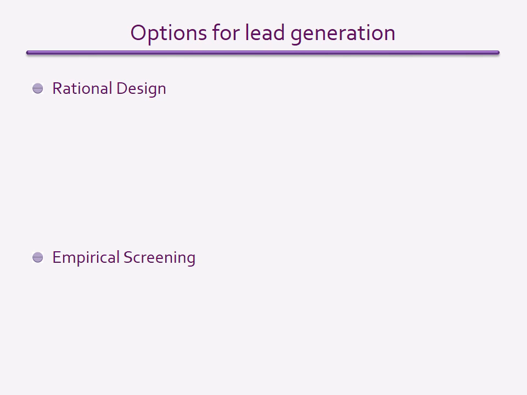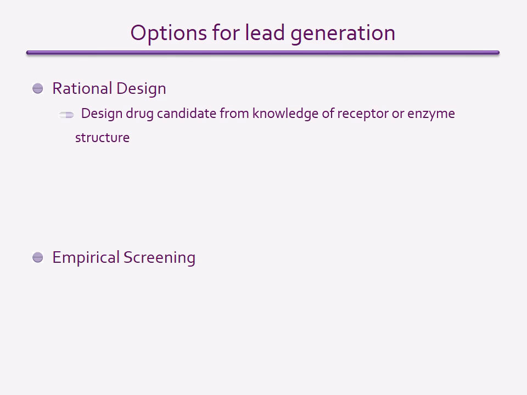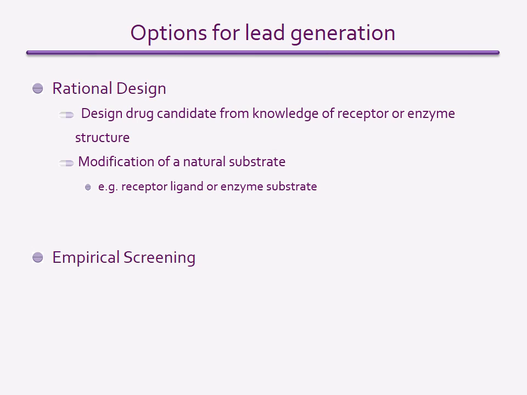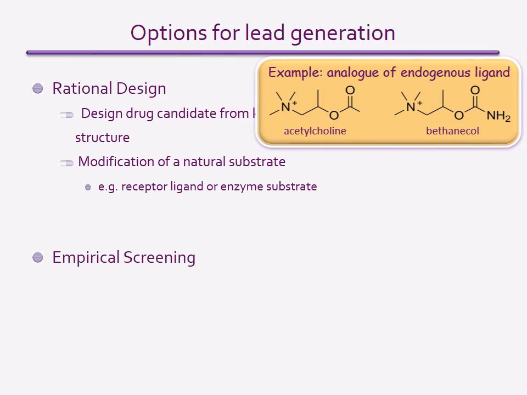Rational design depends on there being either knowledge of the target structure, an endogenous ligand for the target, or a synthetic compound that interacts with the target. If ligands are already available, then analogues of these ligands can be designed, synthesized, and screened in a target-based assay. An example of this approach was the discovery of methacholine, a synthetic analogue of acetylcholine, which is used to treat bladder dysfunction. It's a muscarinic agonist that is resistant to metabolism by acetylcholinesterase.